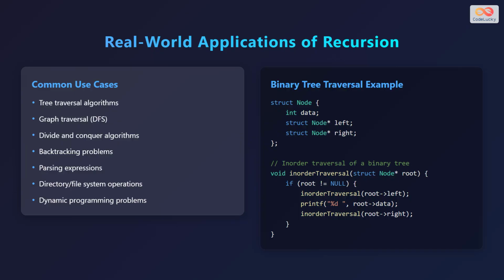Let's look at an example of binary tree traversal. Here's the code. We have a struct called node which has an integer data, a pointer to the left node, and a pointer to the right node. The in-order traversal function takes a pointer to the root node as input. If the root is not null, it recursively calls in-order traversal on the left node, then prints the data of the root node, and then recursively calls in-order traversal on the right node.